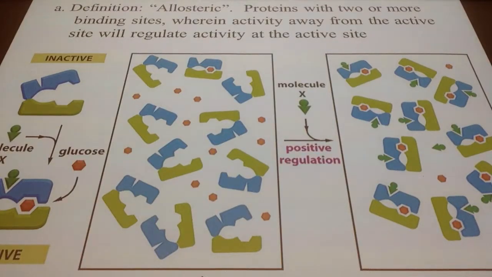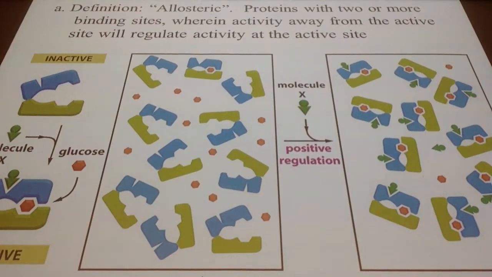So in this case, a protein of this conformation is inactive. It's inactive because the catalytic site here is not in the right conformation. Let's say this is an enzyme that has to do with glycolysis. Okay, glycolysis means that this enzyme has to bind to glucose.